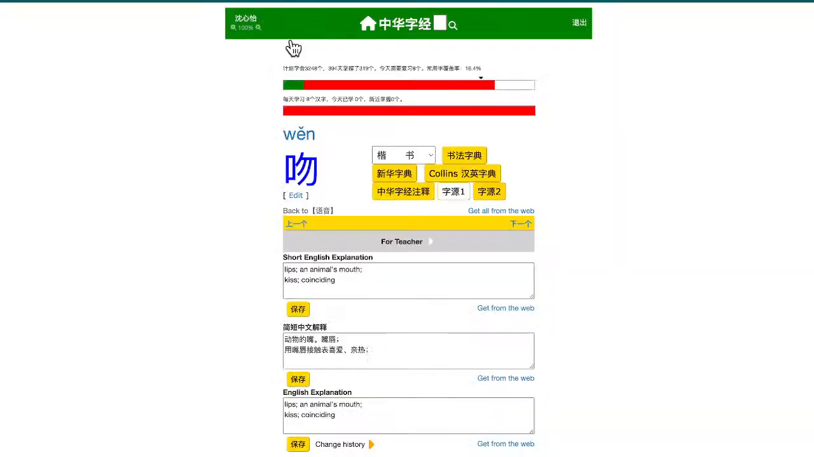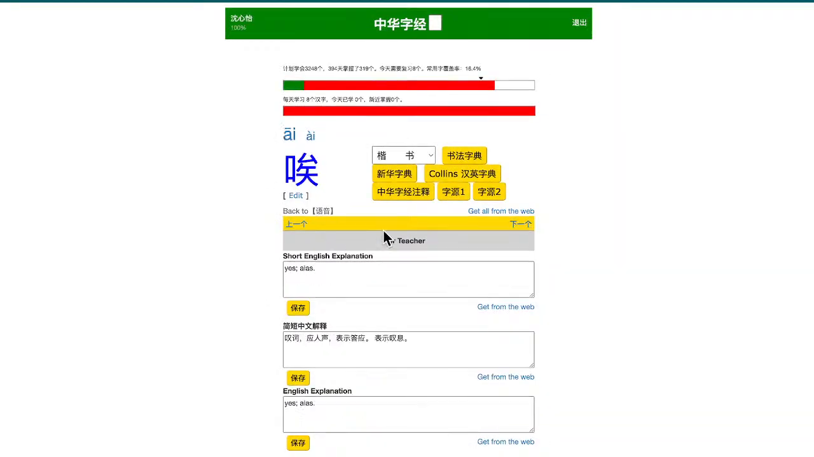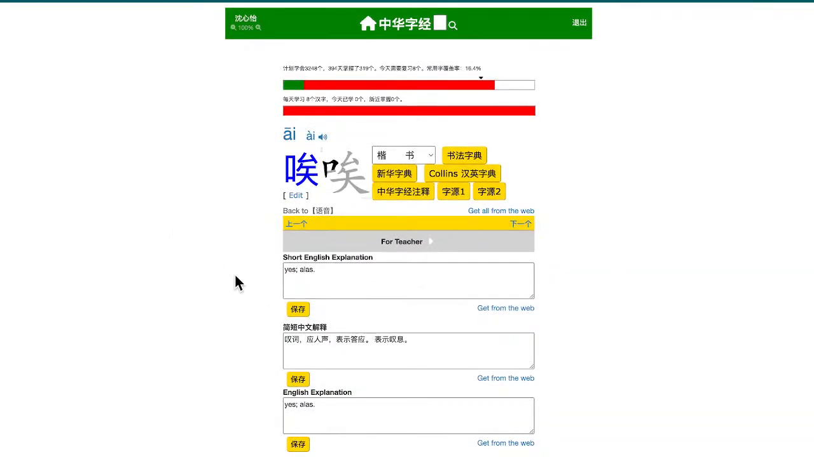Try to use one type of physical object, with those characteristics, to represent another physical object that has kind of similar characteristics. Okay, so this is 吻, okay.